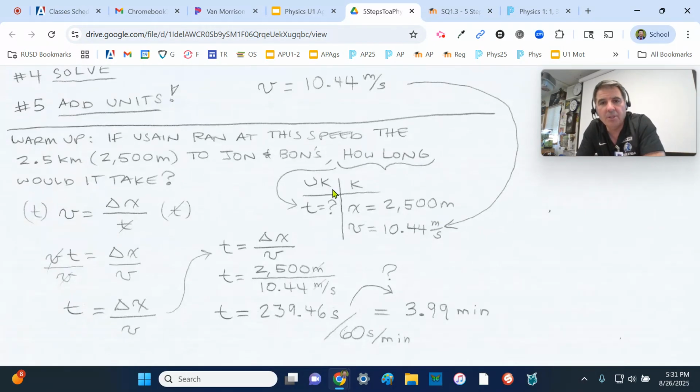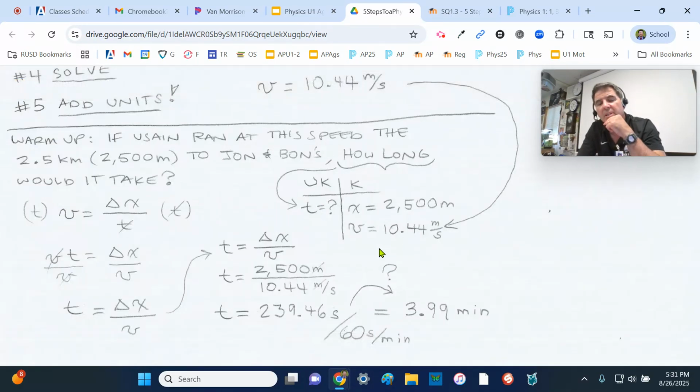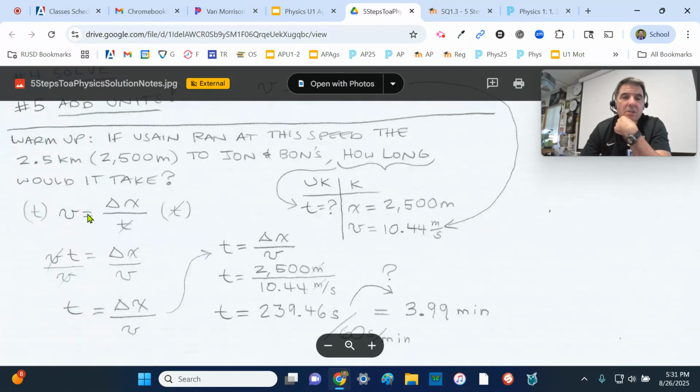So I got my knowns and unknowns from above, but I'm going to add one. I know how fast he's running now, which is 10.44. I could use this equation, and I want to get t by itself, or I could just substitute directly in and solve for t. I've shown you how to do that last class anyway.